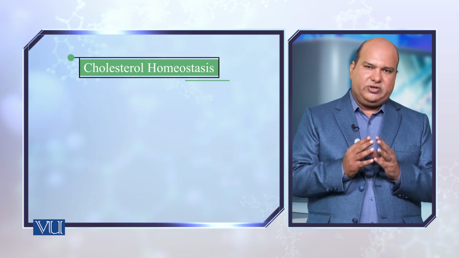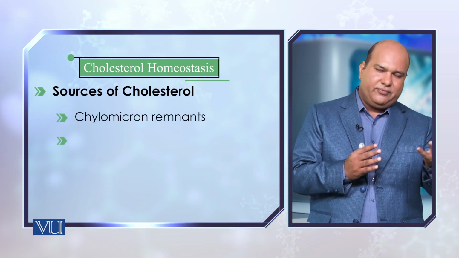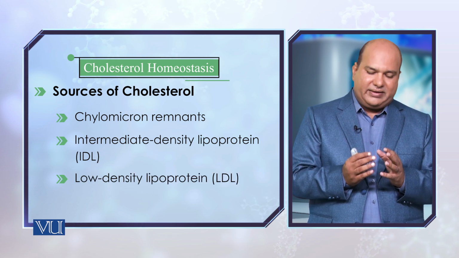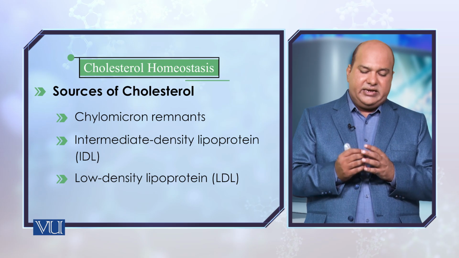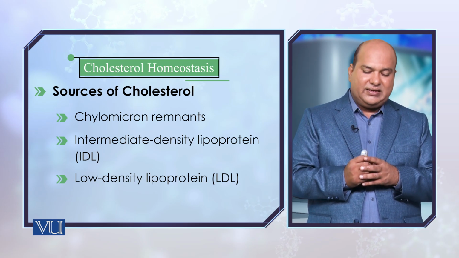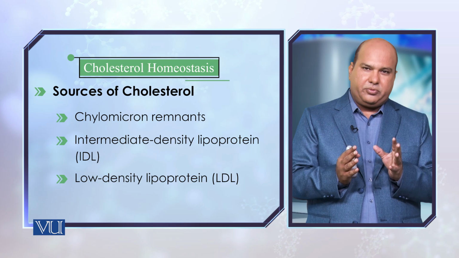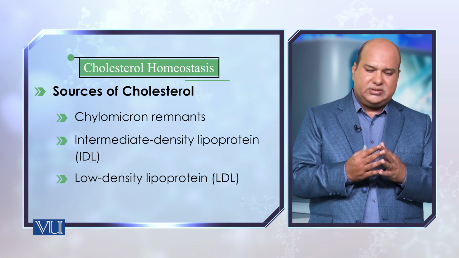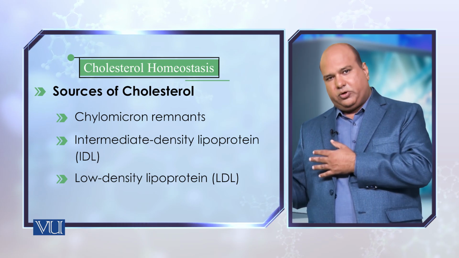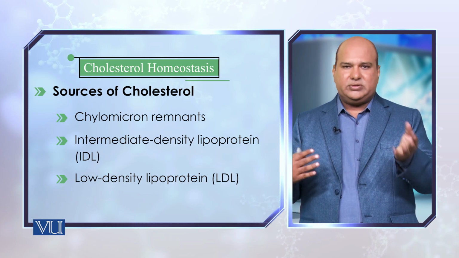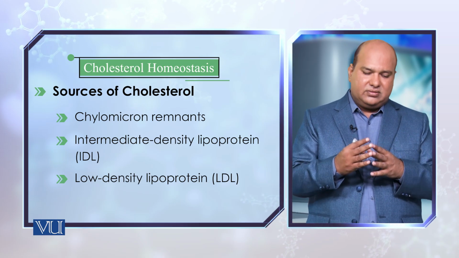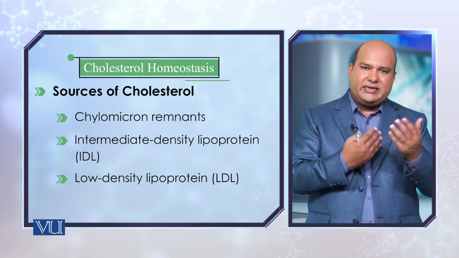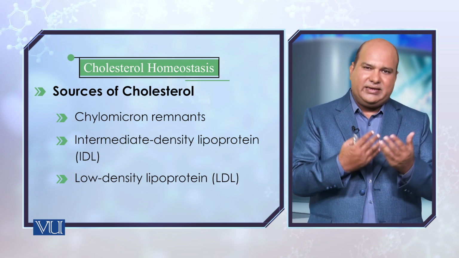There are three main sources of cholesterol when we are talking about the different types of lipoproteins. One is the chylomicron remnants, the other is the intermediate density lipoproteins, and third is the LDLs or low density lipoproteins. All three of them contain cholesterol, of course, in different proportions. As I have told you, the proportion of cholesterol in LDL is more than any other lipoprotein, but still other lipoproteins are also involved in the homeostasis of the cholesterol in the body by keeping its level in balance.